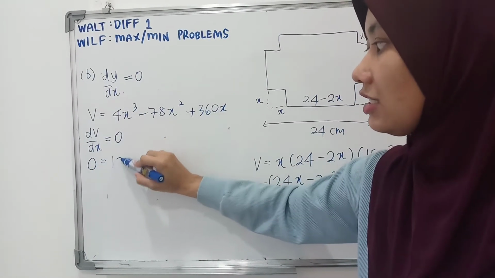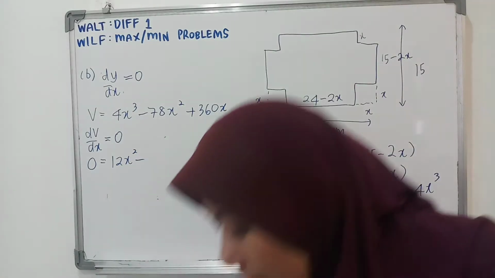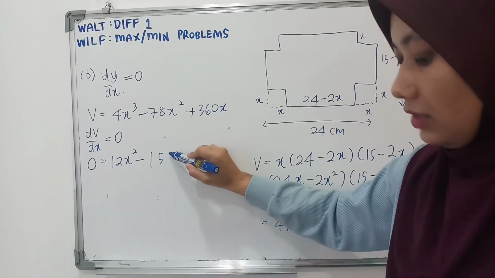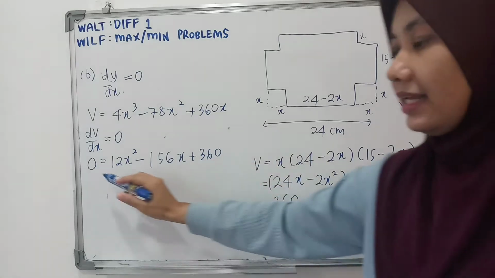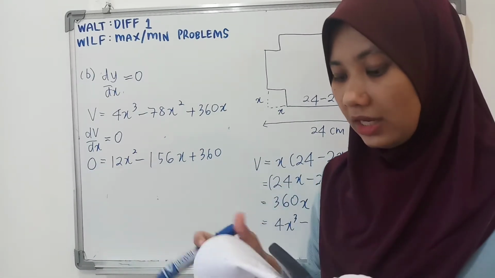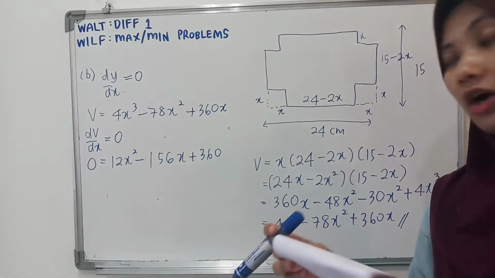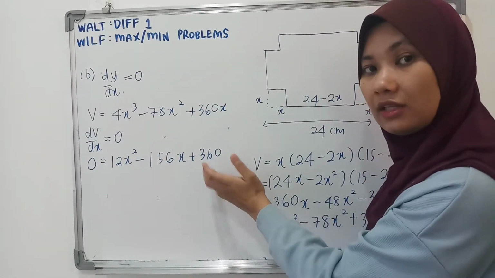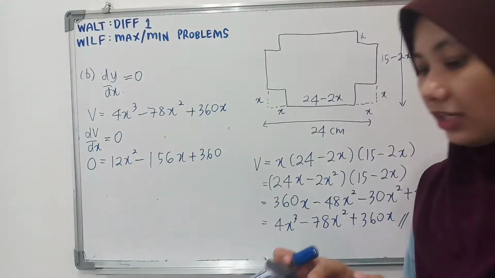Okay, that is just 12x squared minus 156x plus 360. And that value must be equals to 0. We need to find what is the value of x for which this occurs. So how do we find the value of x? This is just a quadratic equation. So how do we solve this? Use EQN. So use your calculator straight away.